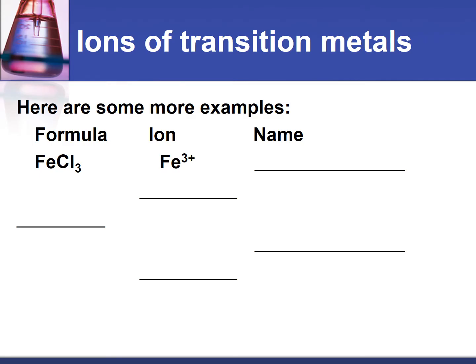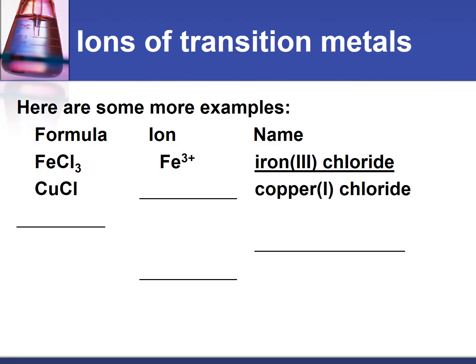Let's practice a little bit. If you had the formula FeCl3, the iron ion must have a +3 charge because the chloride is -1 and you have 3 -1s. You only have a single iron, so it must take on all the positive charge. It must be +3 to neutralize this compound. The name of that compound would be iron 3 chloride. The Roman numerals give the charge.